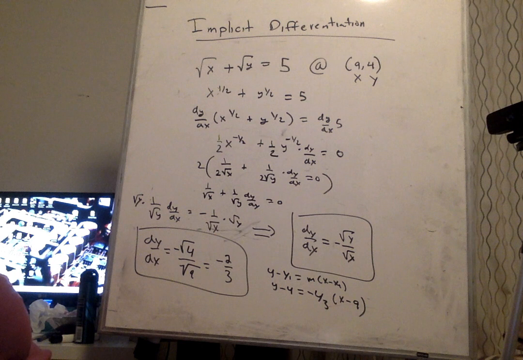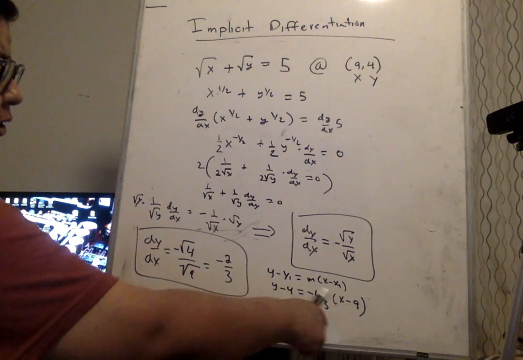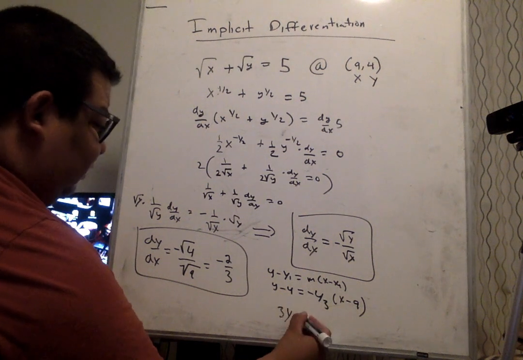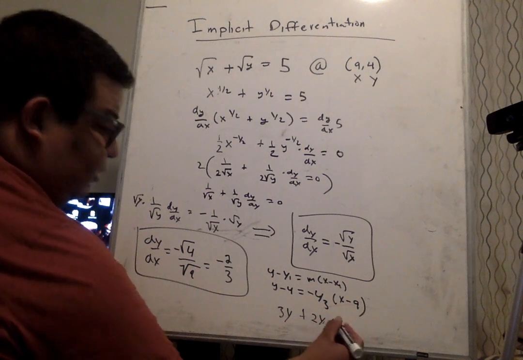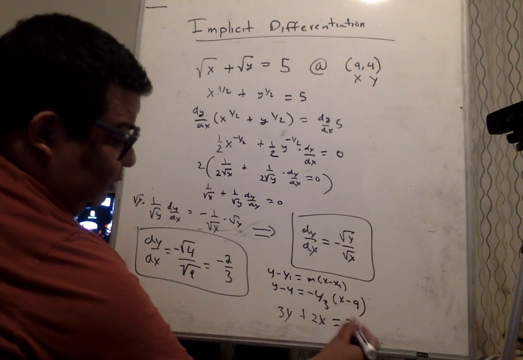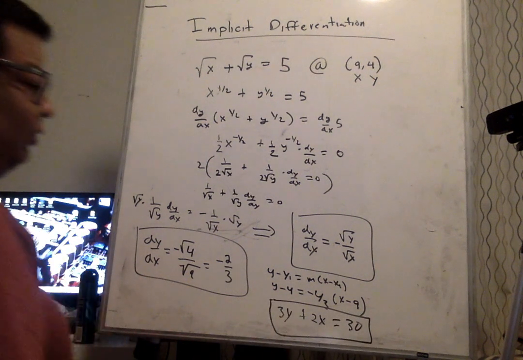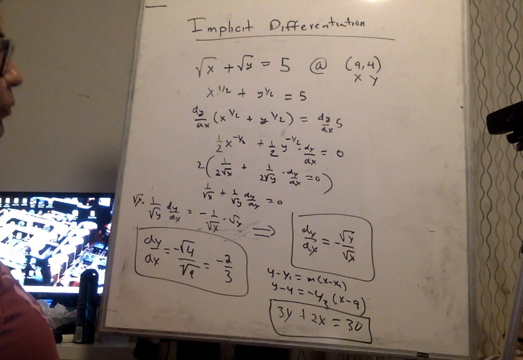The way we turn it into standard form is we multiply through and we leave y and x on the left side and then the constant on the right side, and you should be able to get 3y plus 2x equals 30. And that should be your final answer if you want it in standard form.